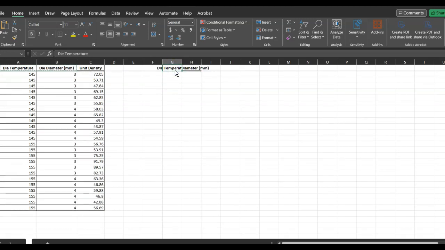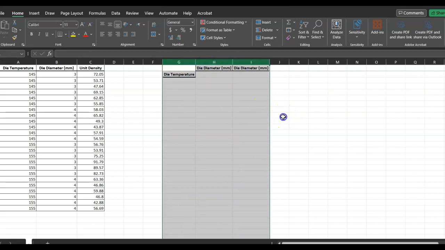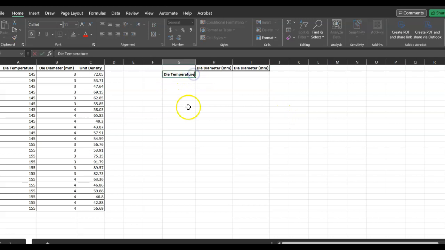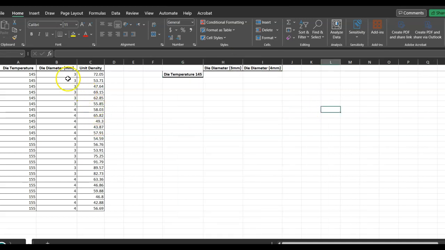Okay, so I'm going to put the temperature here and the diameter here, and I would need another set of diameters, right? The first temperature we have is 145 degrees, and the diameters we have are 3 millimeters versus 4 millimeters. You can tell here the number of replications is 6. So 3's and then 4's, 6 times, right? That's what I'm going to do.